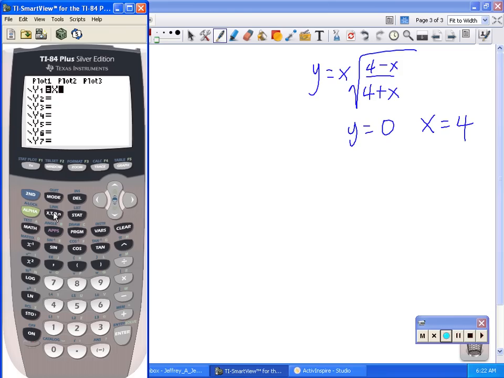So I have x, and then we have second square root of, put the numerator in parentheses, 4 minus x, divided by the denominator in parentheses, 4 plus x, close, close, and then we have y equal to 0. Now that is the x-axis, but we want to officially graph it, so I'm going to put it in, and let's see what this thing looks like.